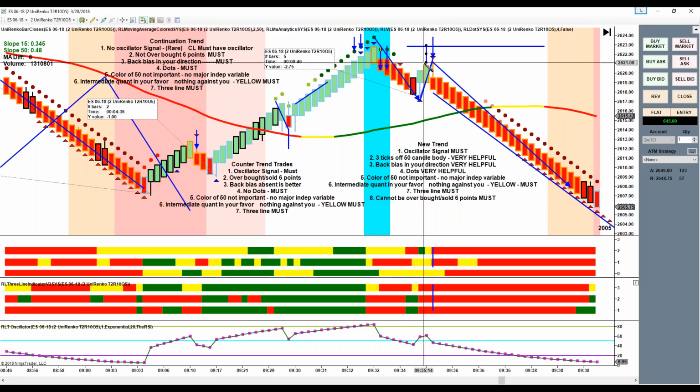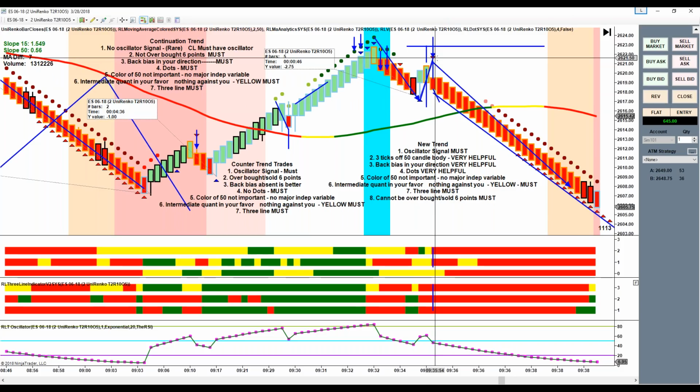Look right here. You have a red outline on an up candle. So you know when the down candle comes, it's definitely going to be red. It's not going to change. If it's red on an up candle, you know it's not going to be green on a down candle. So there's your heads up, number one.